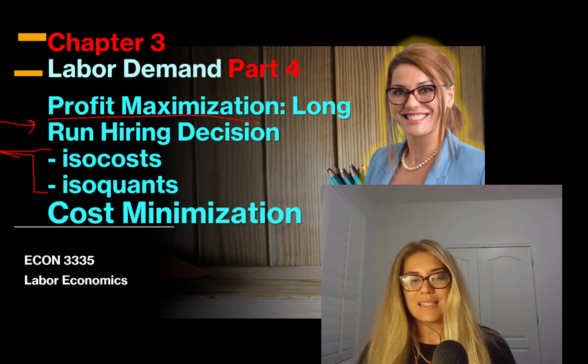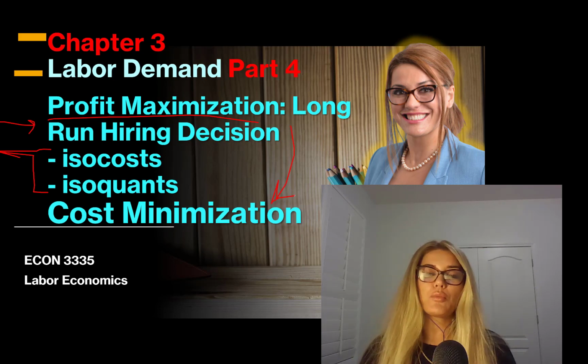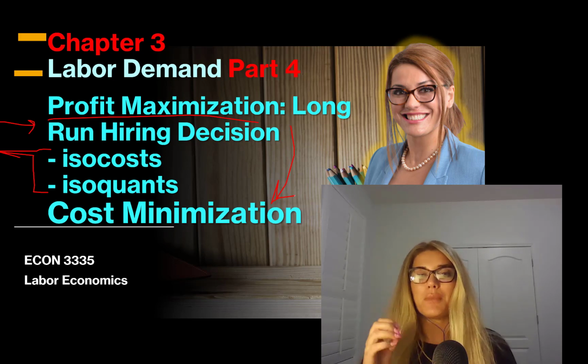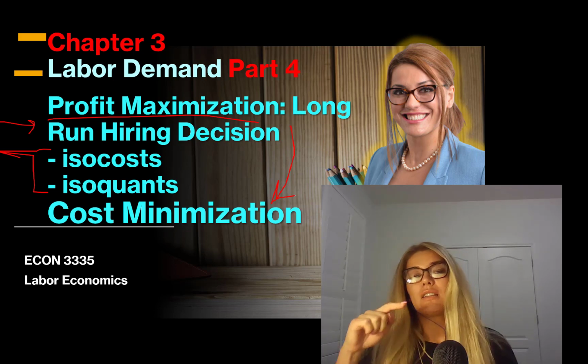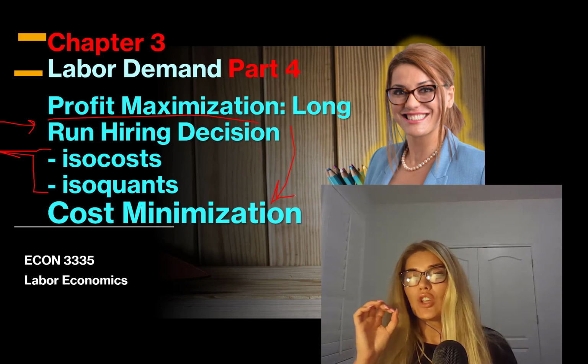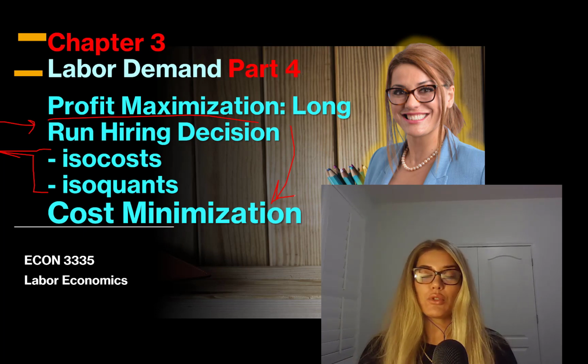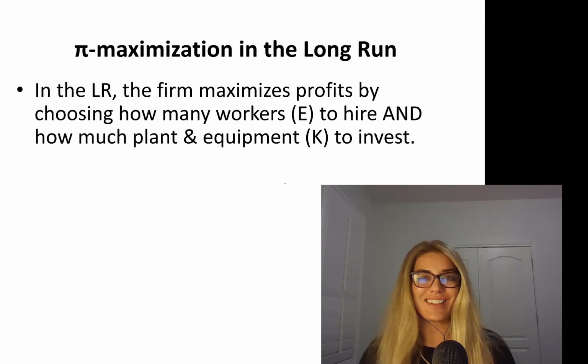So a couple of things. I want you to understand that profit maximization implies cost minimization. That means if you are maximizing your profits, you are at the same time minimizing your costs. However, the reverse is not necessarily true. If you're minimizing your costs, you're not necessarily maximizing your profit. You could be, but only if you're producing the best optimal profit maximizing output level. So after this introduction, let's get started.